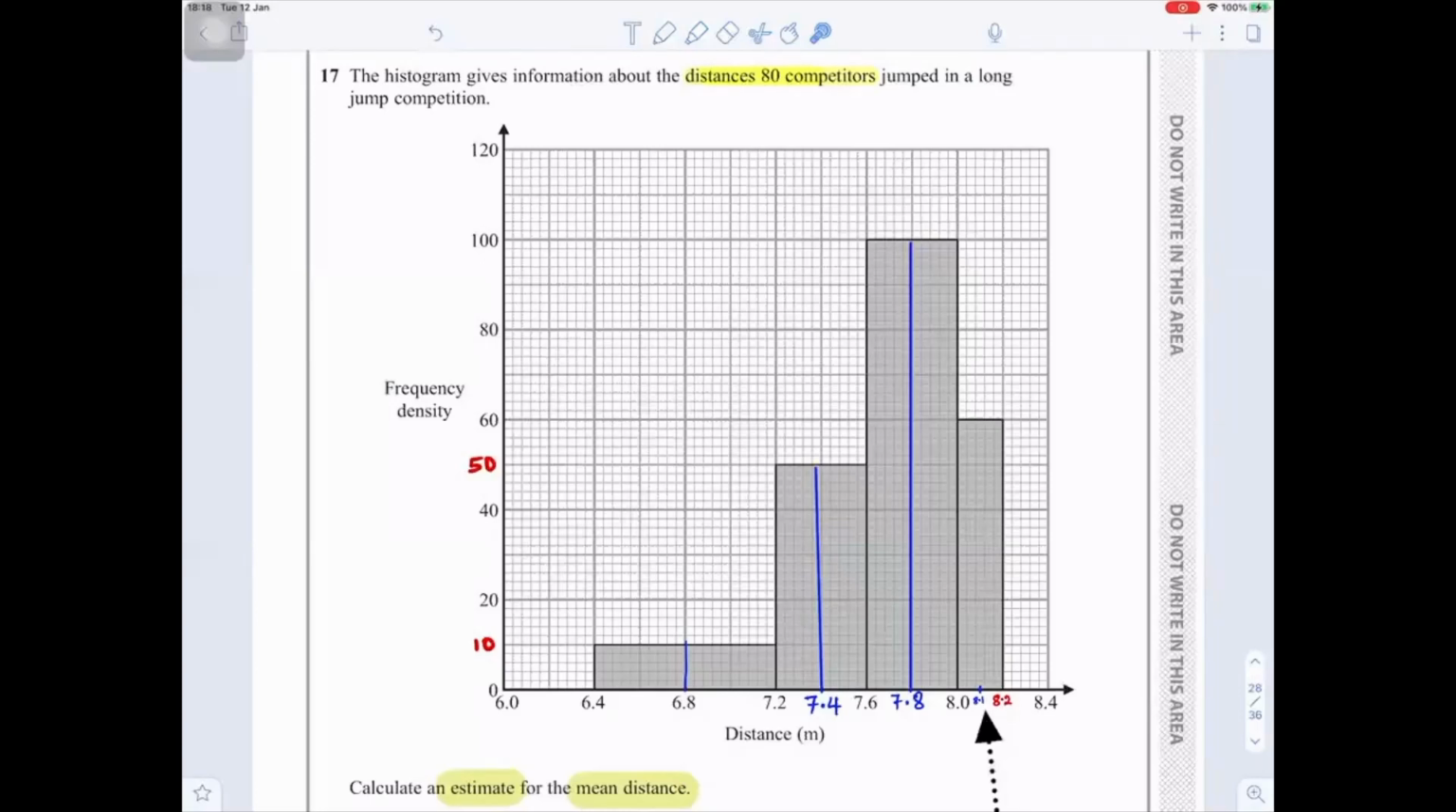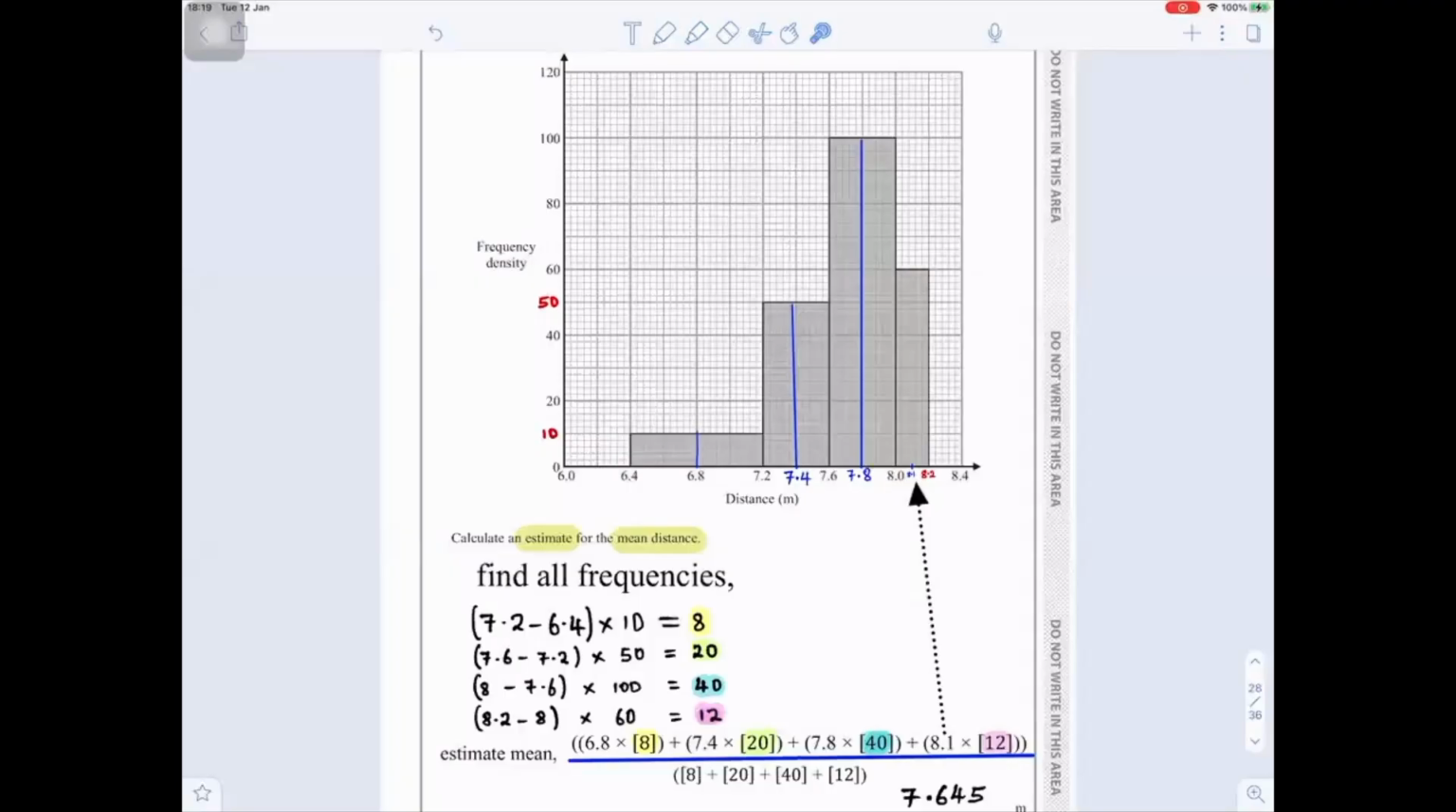Question 17. The histogram gives information about the distances 80 competitors jumped in a long jump competition. Frequency density is on the y-axis, distance in meters on the x-axis. Calculate an estimate for the mean distance. So we want an estimate for the mean distance. The way we do it, we want to find all the frequencies.